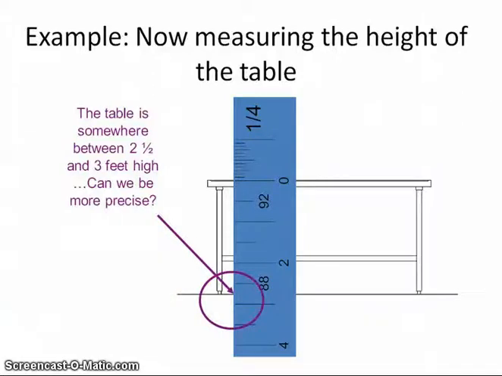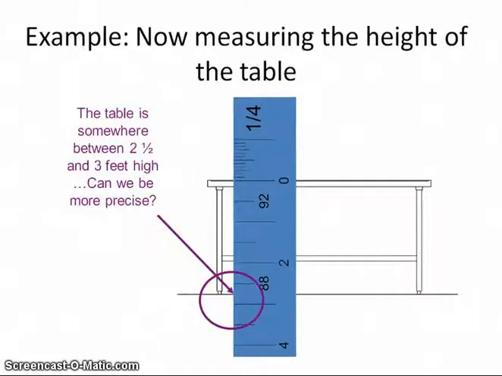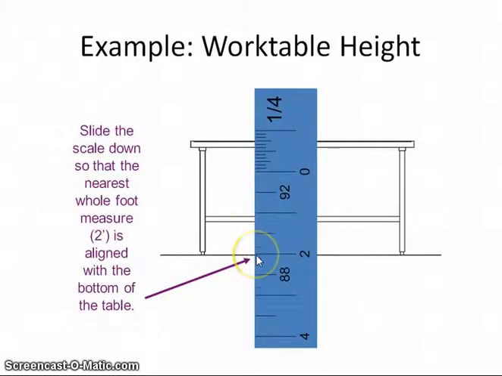Now, we know for a fact that our table is at least 2 feet tall. We have 1 foot, 2 foot, it's not quite at 3 foot. So we know that it's going to fall somewhere in between. So in order to be more precise, we need to use our inches. So what we do is we slide down our scale to the nearest foot. As before, we've seen that our nearest foot here is going to be 2 feet. So we slide that down to the bottom. We know for a fact that it's going to be at least 2 feet plus a few inches.